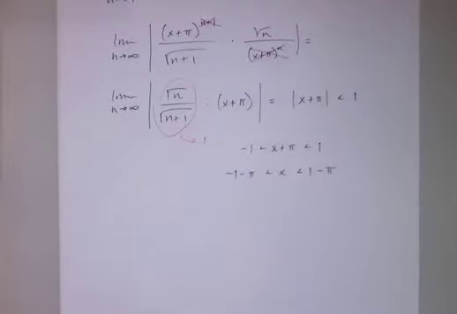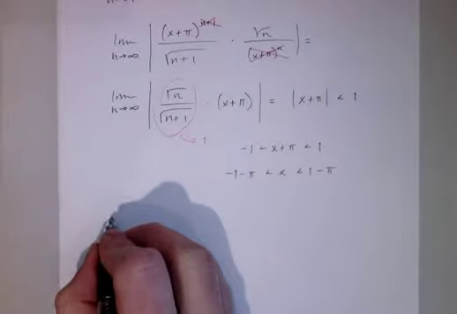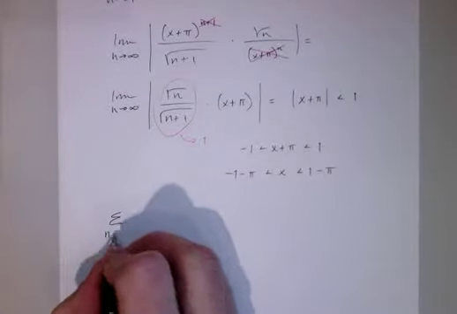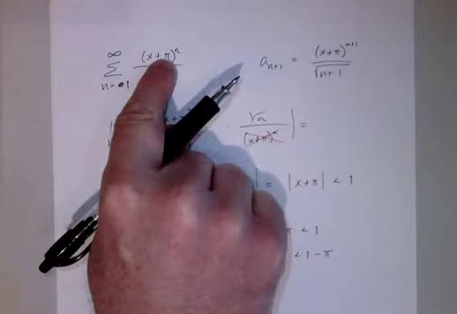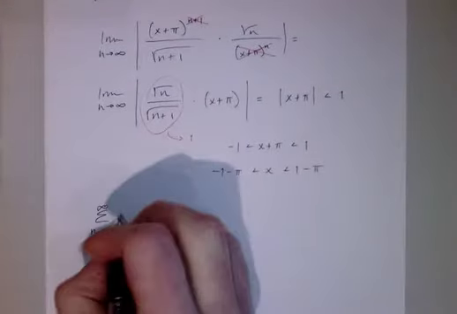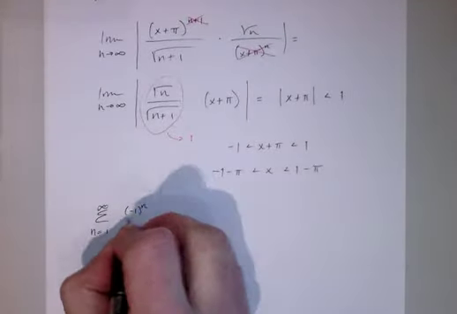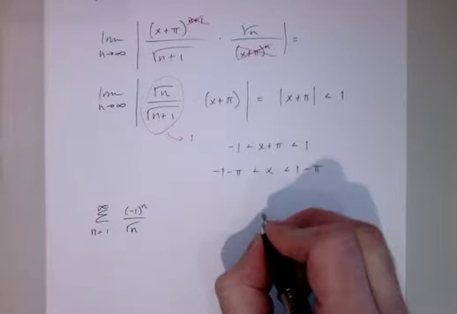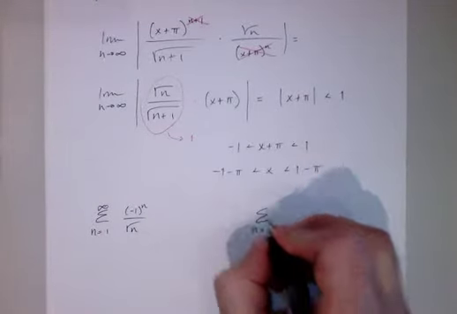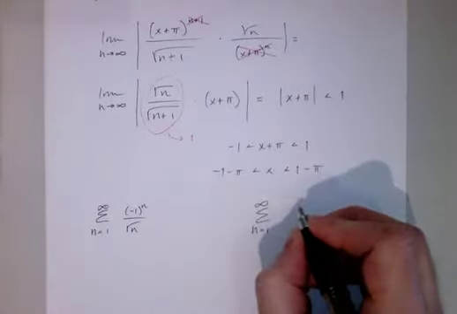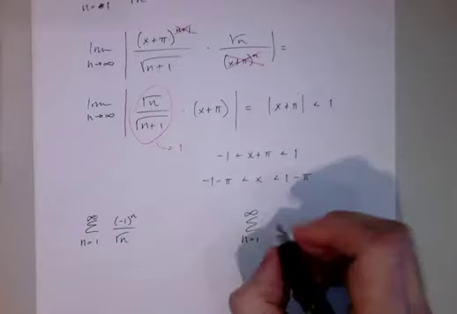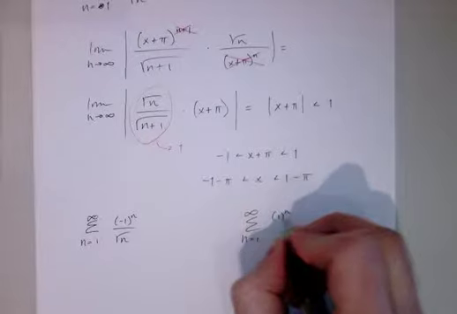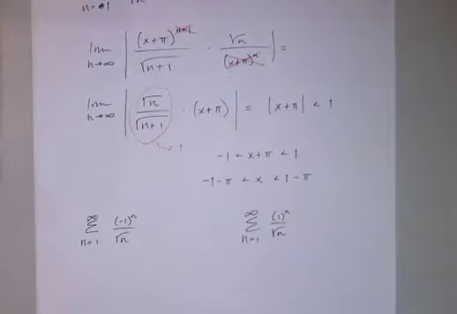And checking the endpoints really isn't that big of a deal because when you plug in negative 1 minus pi, obviously the pi is going to cancel out, right? So if you plug in negative 1 minus pi, you're going to get (negative 1) to the n over root n. And over here, you're going to wind up getting the 1 minus pi. The pi's still cancel, and you're left with 1 to the n over root n.